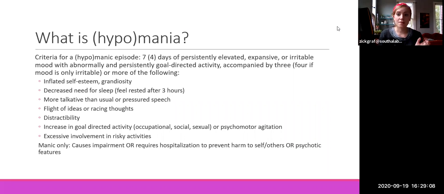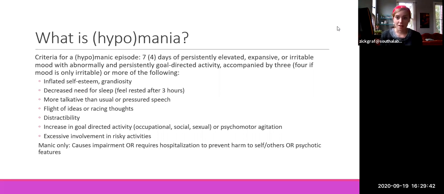Okay, so the main distinguishing factor of the bipolar spectrum disorders is the presence of mania or hypomania. And the only difference between mania and hypomania really is severity. So they have all overlapping symptoms. Technically, to meet criteria for a manic episode, you have to have symptoms longer, at least 7 days, whereas to meet criteria for a hypomanic episode, you only need to have symptoms for 4 days. But other than that, the number of symptoms that you need to have, the specific symptoms that cause you to meet criteria are exactly the same.